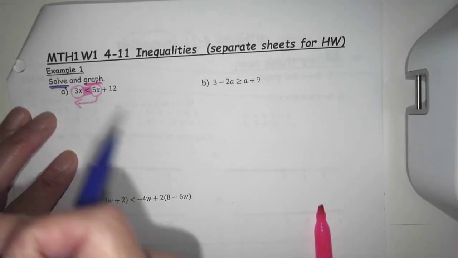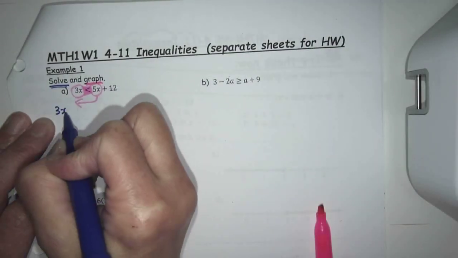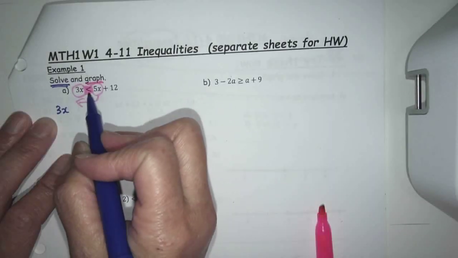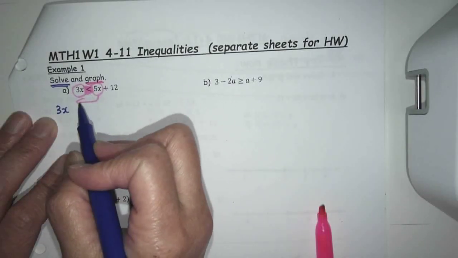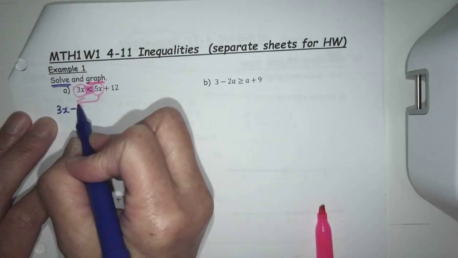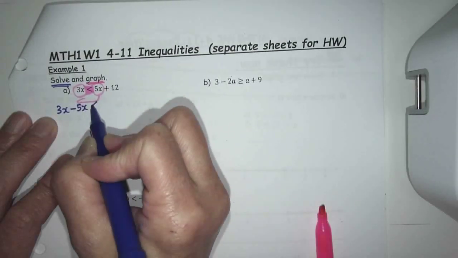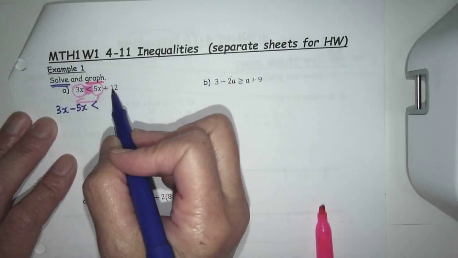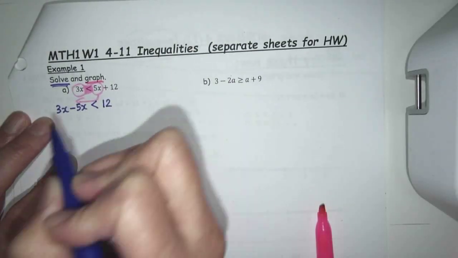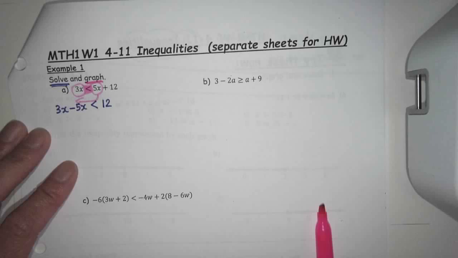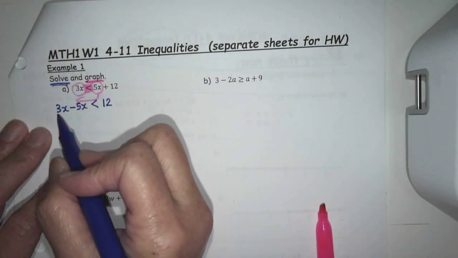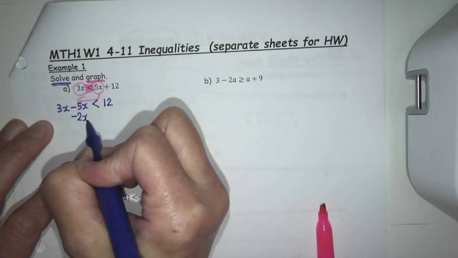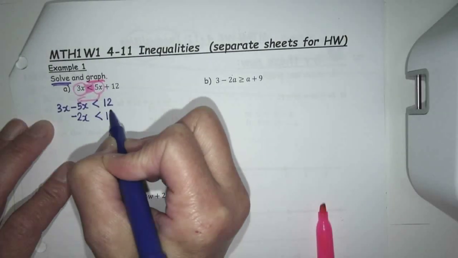The 3x did not move, so leave 3x where it is. I wrote that as is, it didn't move. This one moves. It crosses the barrier, that's why I draw the arrow, so that becomes minus 5x. Still keep the arrow there, just like an equation. The 12 didn't move, so leave the 12 alone. Okay, then we get 3x minus 5x, that's negative 2x, which is less than 12.